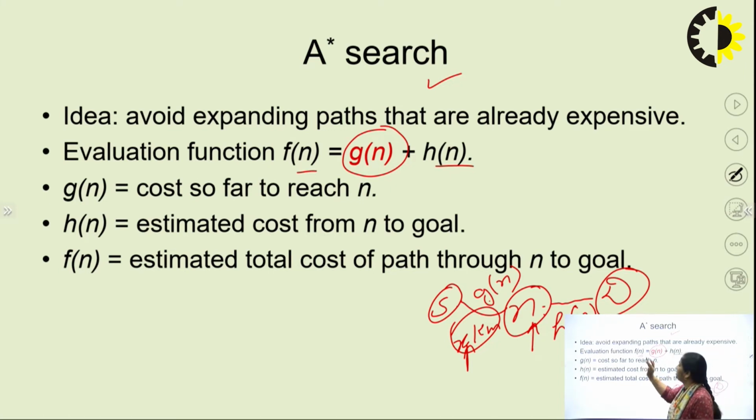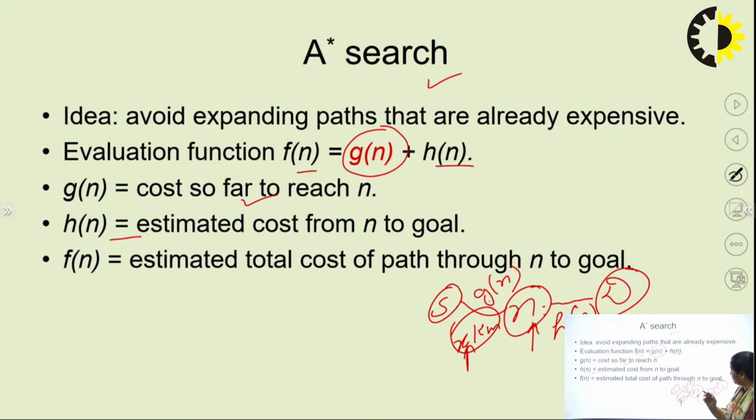So what is the evaluation function? The evaluation function is g(n) plus h(n). g(n) is the cost so far to reach n, that is the actual cost to reach up to n. And what is h(n)? h(n) is the estimated cost from n to goal. Further I am having only an estimate.